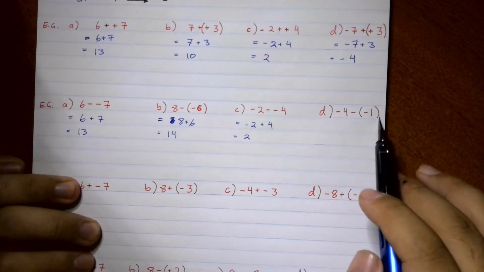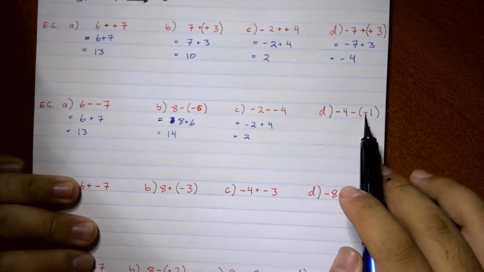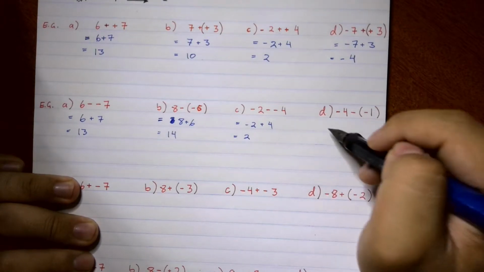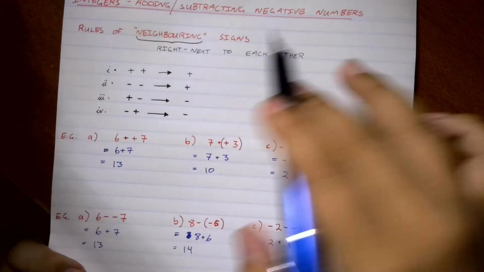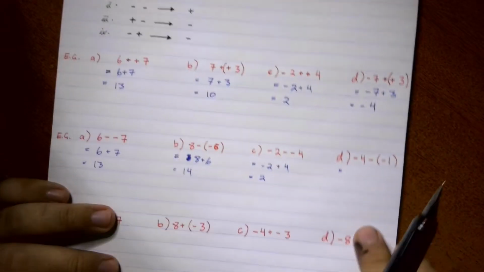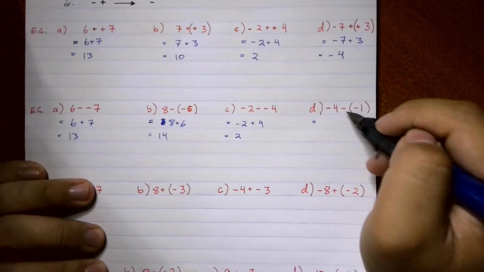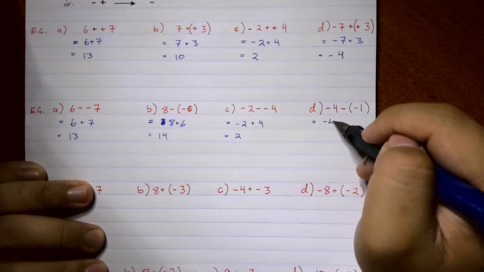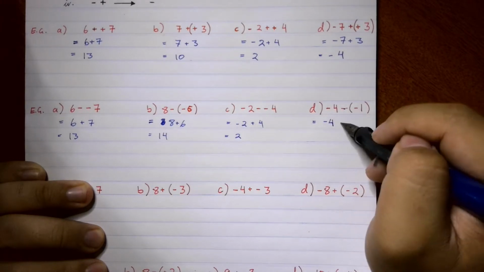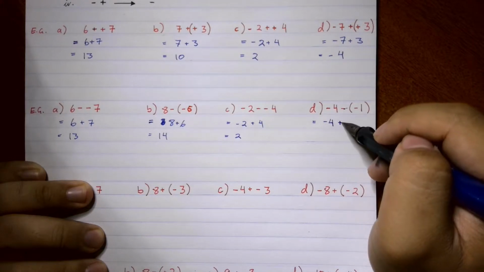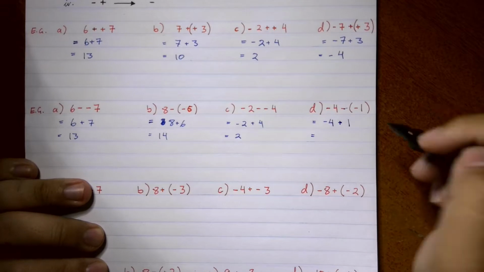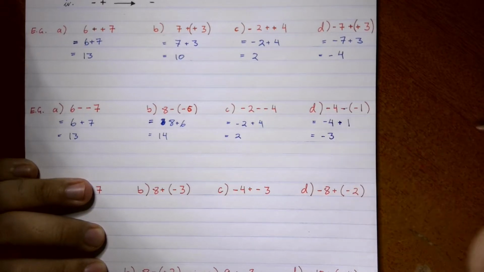Once again, the bracket does not change the fact that these two signs are neighboring. Because of that, we can apply the rules of signs. So these two here become positive. So the -4 stays as it is. The two neighboring signs become a positive, and the 1 drops down. -4 plus 1 is -3.